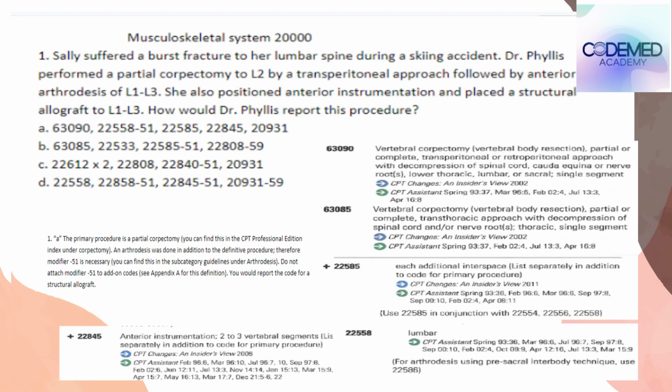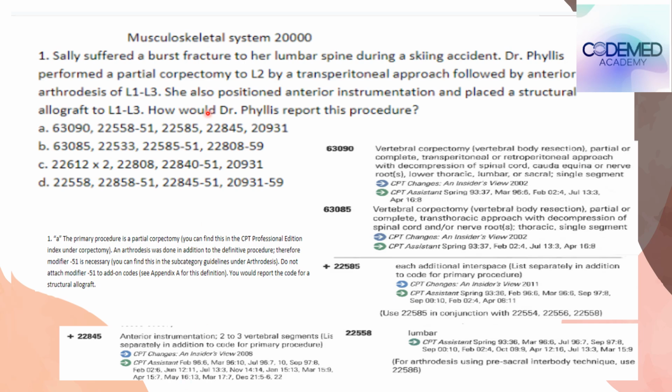Sally suffered a burst fracture to her lumbar spine during a skiing accident. Dr. Phyllis performed a partial corpectomy of L2 by transperitoneal approach, followed by the anterior arthrodesis of L1 to L3. She also positioned anterior instrumentation and placed a structural allograft at L1 to L3. How would Dr. Phyllis report this procedure?